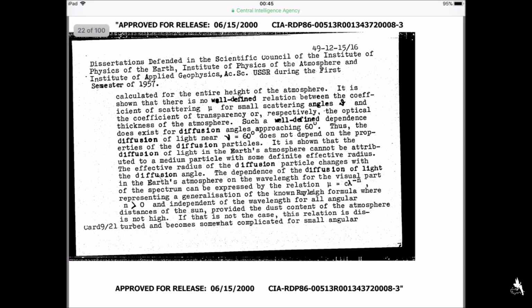It is shown that there is no well-defined relation between the coefficient of scattering for small scattering angles and the coefficient of transparency, or respectively the optical thickness of the atmosphere. Such a well-defined dependence does exist for diffusion angles approaching 60 degrees. Thus, the diffusion of light near V equals 60 degrees does not depend on the properties of the diffusion particles. It is shown that the diffusion of light in the Earth's atmosphere cannot be attributed to a medium particle with some definite effective radius. The effective radius of the diffusion particle changes with the diffusion angle.